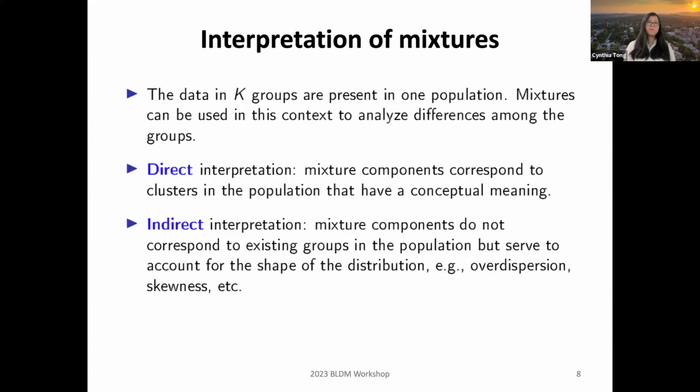After we fit a mixture model, we need to interpret it. The data in K groups are represented in one population, so the mixtures can be used in this context to analyze differences among the groups. And there are two interpretations for mixtures. One is the direct interpretation, where the mixture components correspond to clusters in the population that have a conceptual meaning. The other is an indirect interpretation.